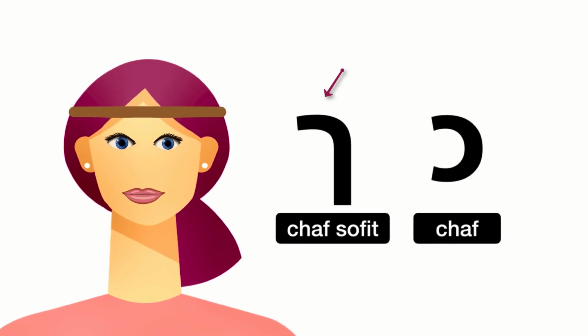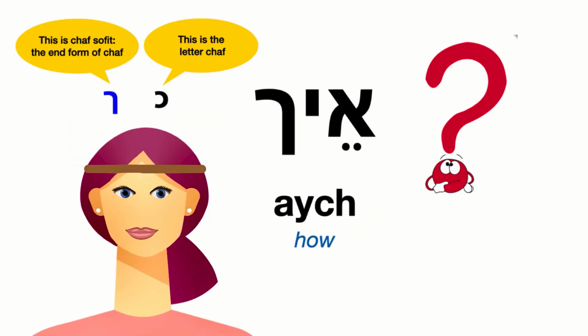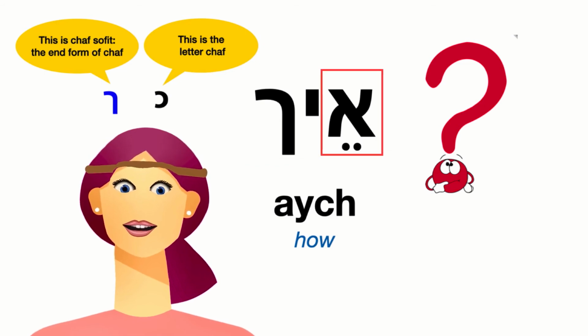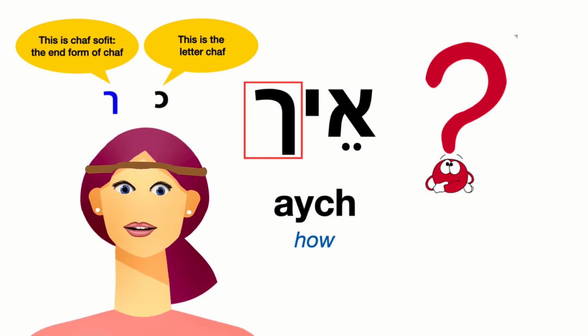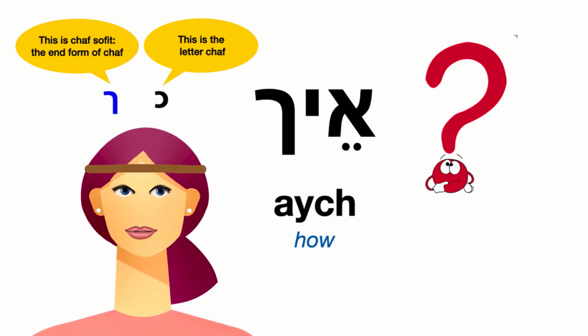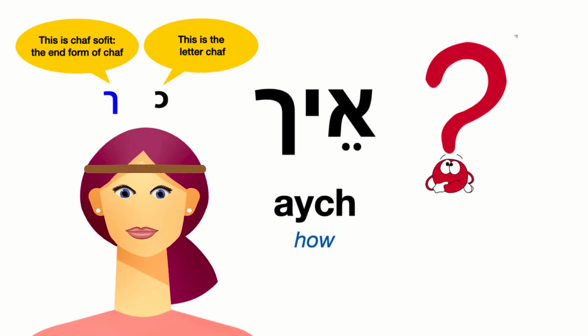Let's see an example. Let's see the example of the Hebrew word which means how. איך is formed by Aleph, Yod, and Chaf sofit. Remember, Chaf is written like this in its standard form. But when it is the last letter of a word, it is written as Chaf sofit. So let's say how in Hebrew. איך.